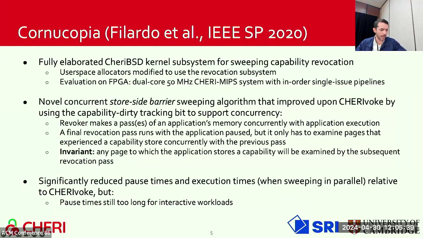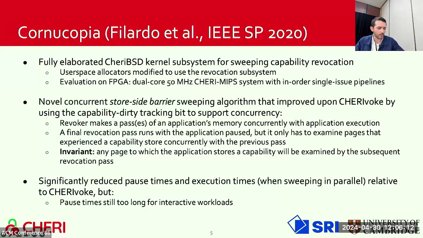And in this work, we actually implemented a fully elaborated kernel subsystem to perform the sweeping capability revocation in CheriBSD, which is our CHERI flavor of FreeBSD. We modified user space allocators to use revocation, and we actually did evaluation on real CHERI machines. So this was on FPGA. This configuration was a dual core 50 megahertz CHERI-MIPS system with single issue in-order pipelines. Besides the evaluation novelty here, though, another thing we did was to actually start trying to make the sweep concurrent.